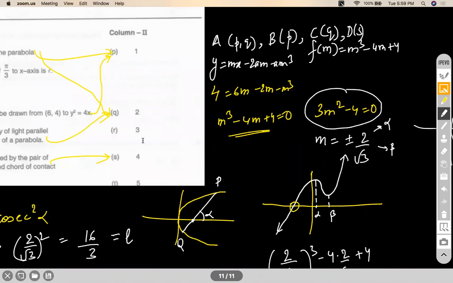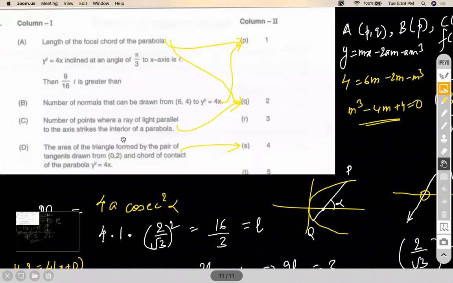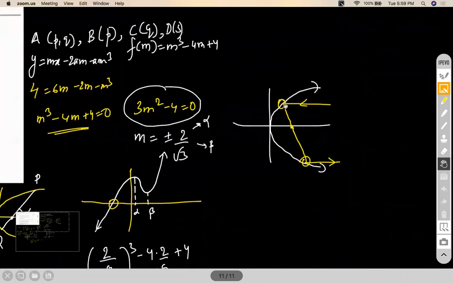I think nobody got this right. Nobody could get this right. So why is it CQ, sir? Why is it C to Q? The number of points where a ray of light parallel to the axis will strike the interior is 2 points only, no? I showed you here. Here and here it will strike.